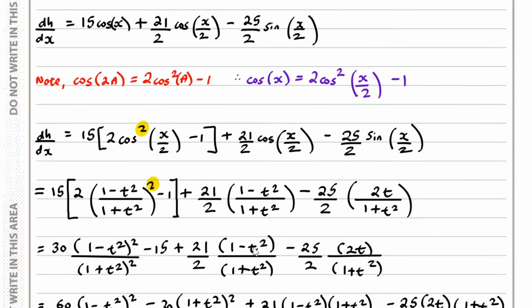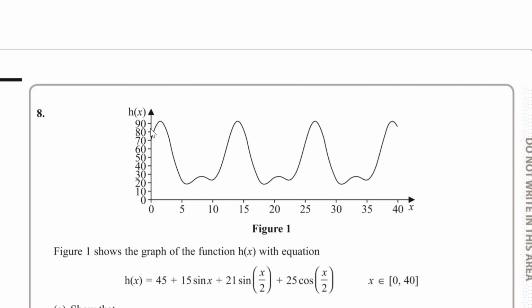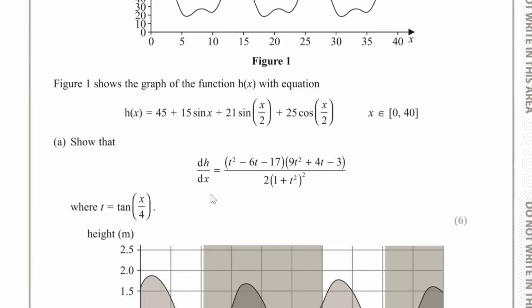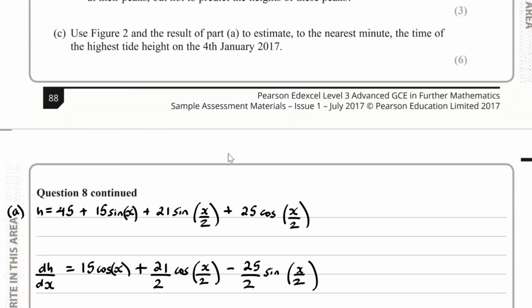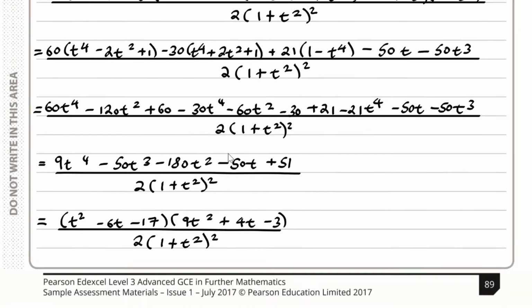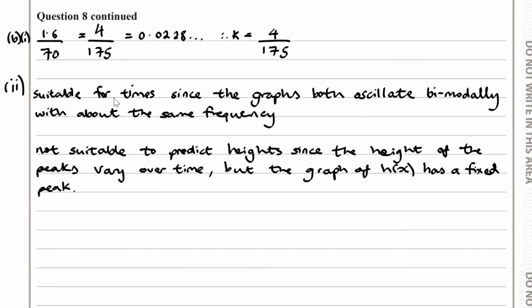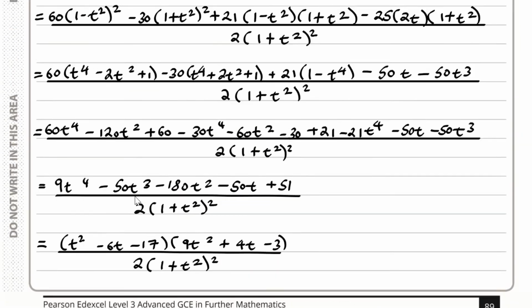But in terms of the vertical axis, h of x has a fixed peak, and we can see that over here, whereas this graph over here does not always have a fixed peak because it's a tide, and tides go up and down and they're not always constant at the peak, okay? And that's what we've put over here. It's suitable for time since the graphs both oscillate bimodally with about the same frequency, and it's not suitable to predict the height since the height of the peaks vary over time, but the graph of h of x has a fixed peak. Okay.